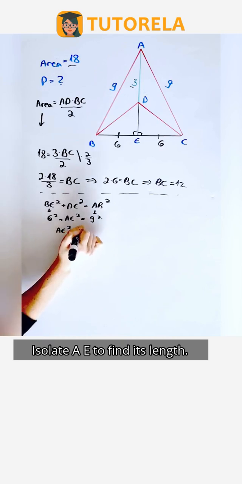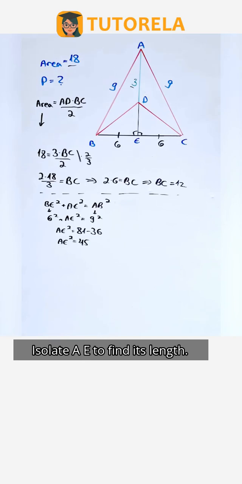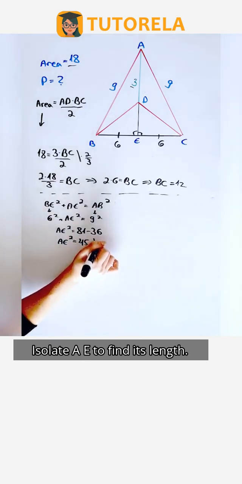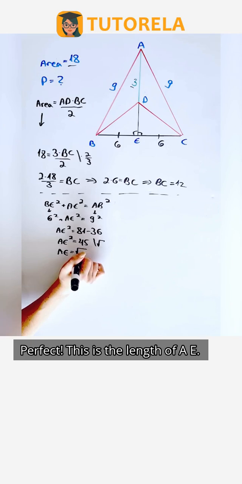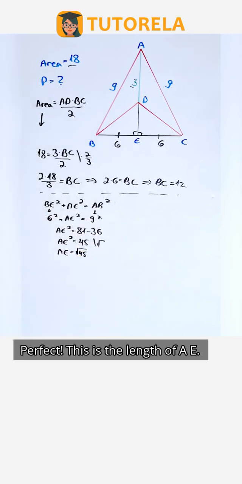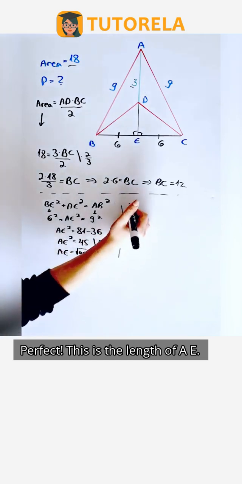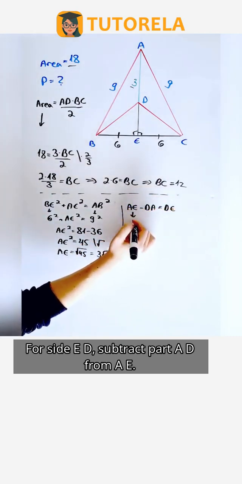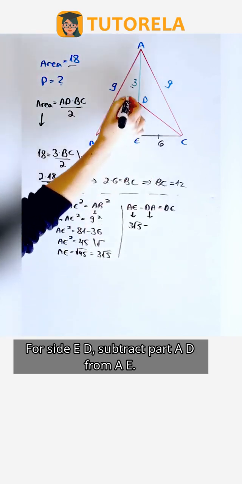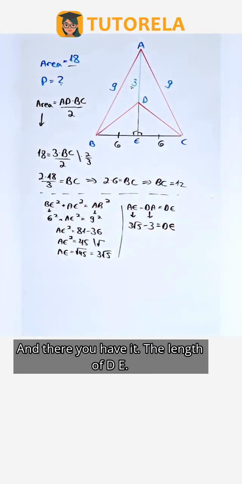Isolate AE to find its length. Perfect! This is the length of AE. For side ED, subtract part AD from AE. And there you have it, the length of DE.